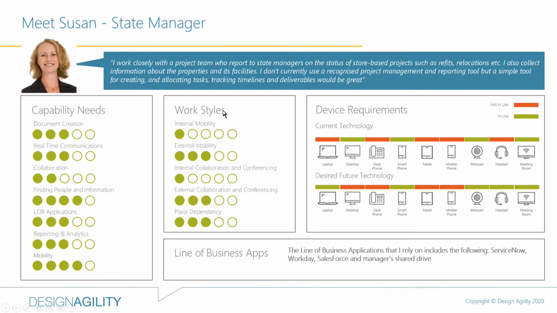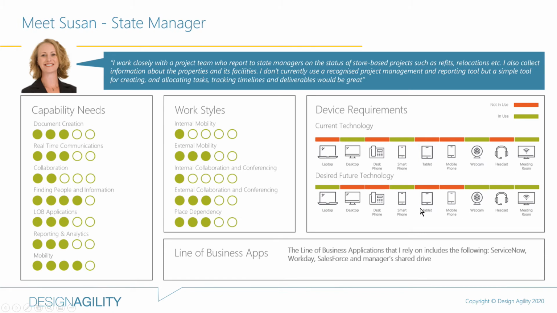For workstyle, internal mobility, she doesn't need to move around the office a lot, but she needs some external mobility. Internal collaboration and conferencing is minimal, but external collaboration and conferencing she needs, and she needs to do work based on place dependency. Her line of business apps are ServiceNow, Workday, Salesforce, and the Manager's Shared Drive. In the legend, red is not in use and green is in use. She is not currently using a laptop, she's using a desktop. She doesn't really use a desk phone, but does use a smartphone. She doesn't really use a tablet or mobile phone, does use a webcam, but doesn't use a headset, and does use the meeting room.